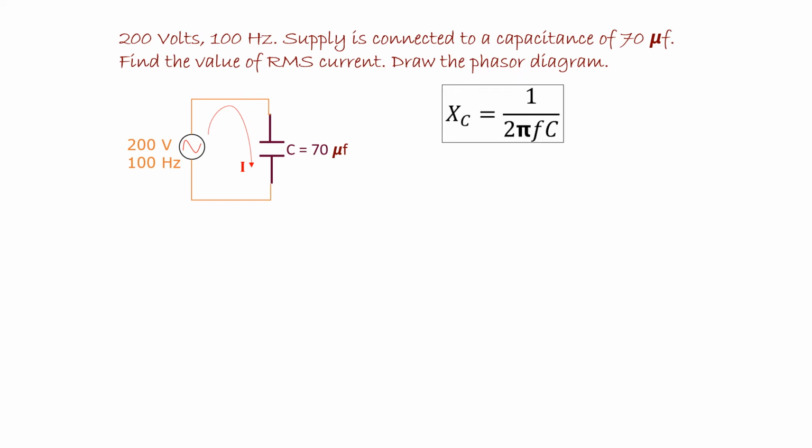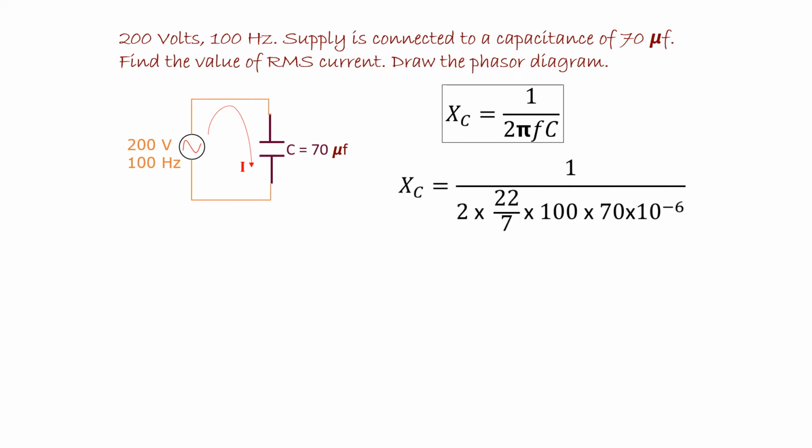The XC, the capacitive reactance, is given by 1 by 2 pi fC. Now by substituting the values given in the problem, we will get XC as 22.72 ohms. Now the current can be written as 200 by minus j 22.72, because capacitive reactance in the rectangular form should be written as minus j 22.72.